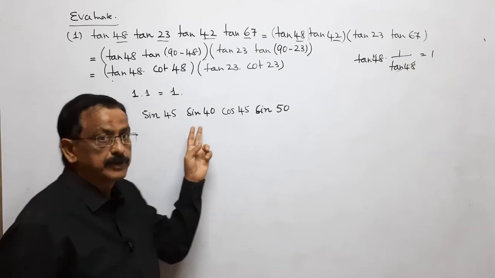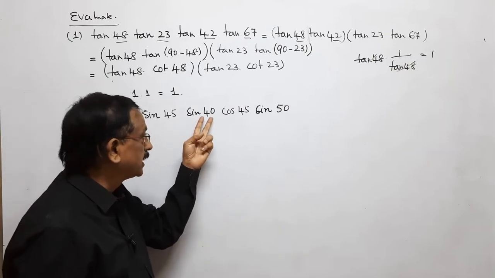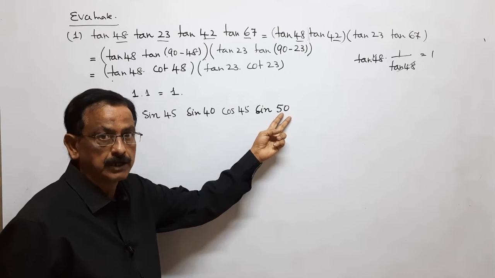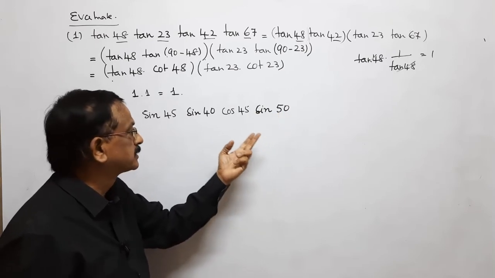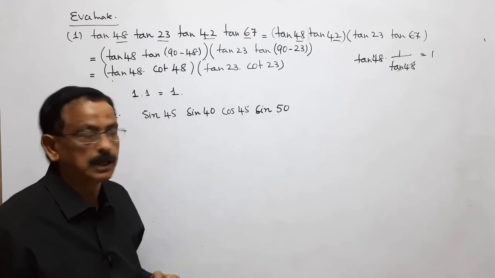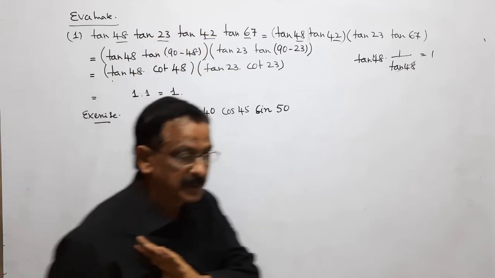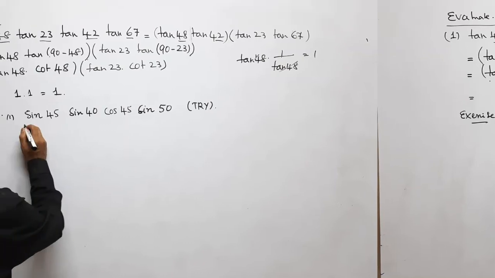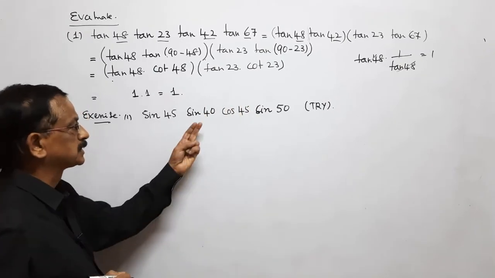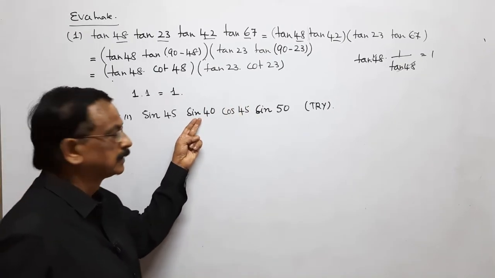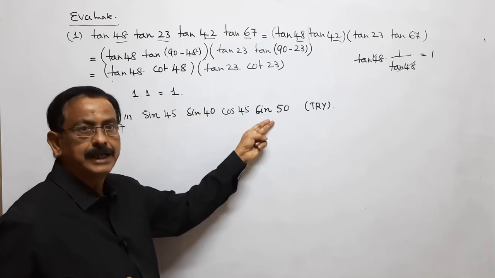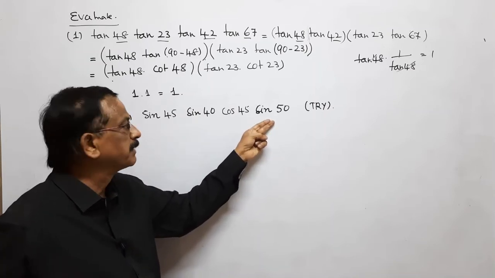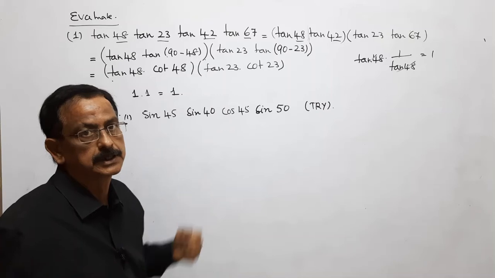See, sine 40, sine 50 I have given. Can you convert this into the above problem? The answer is no, it's not possible, because sine 50 can be written as sine of 90 minus 40, which is cos 40. So sine 40 and cos 40 do not go.